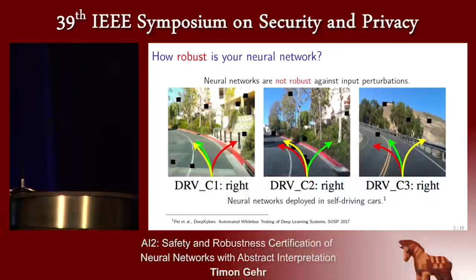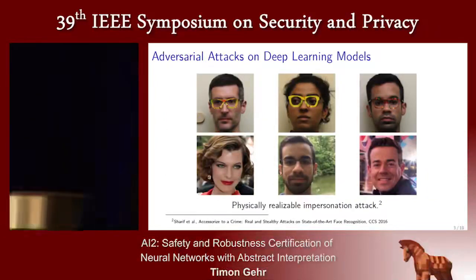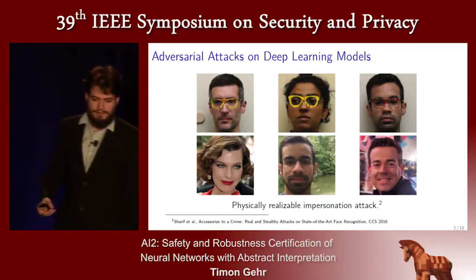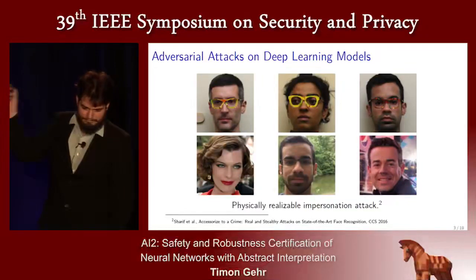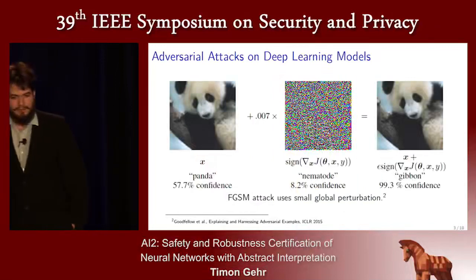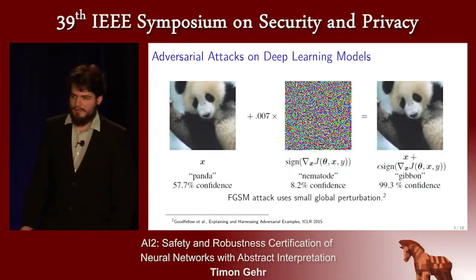There are many other kinds of adversarial attacks on deep learning models. For example, you can impersonate someone else by just wearing some sort of funky goggles. There are also attacks that are not perceptible by a human. Here we have an image of a panda bear, and then we add some noise to it, and now the neural net is very confident that this is a gibbon.